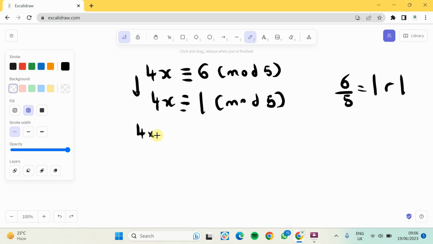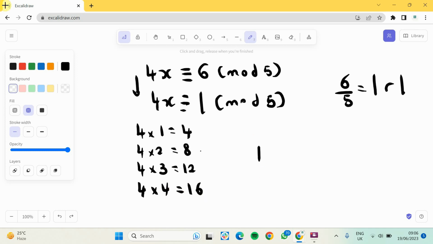4 times 1 is 4. So if I divide this by 5, it's not going to give me 1. 4 times 2 is 8. If I divide this by 5, it's not going to give me 1, it's going to give me 3. 4 times 3 is 12. So 4 times 4 is 16.